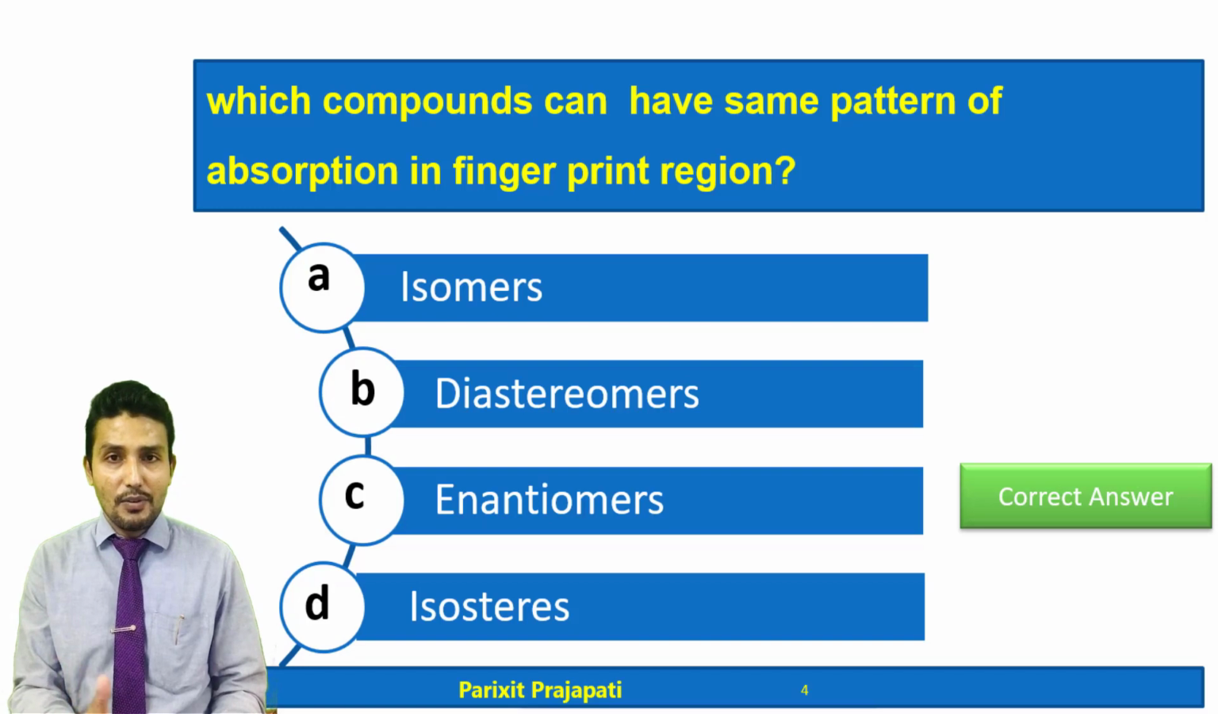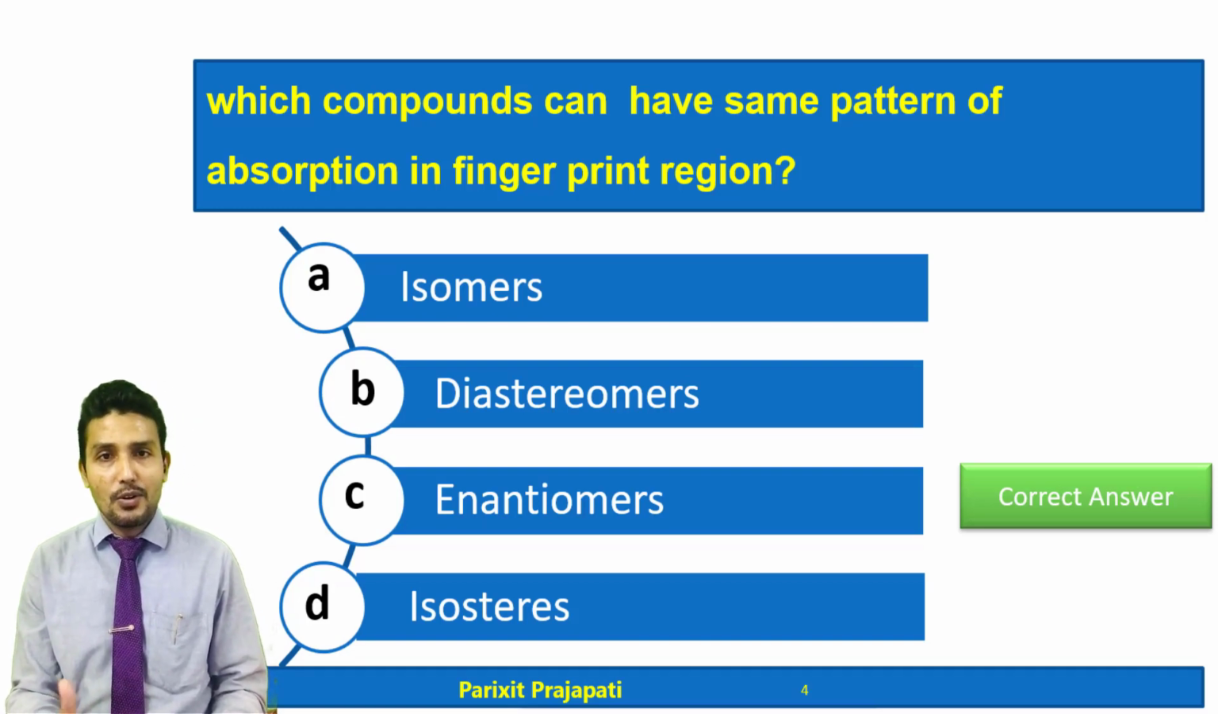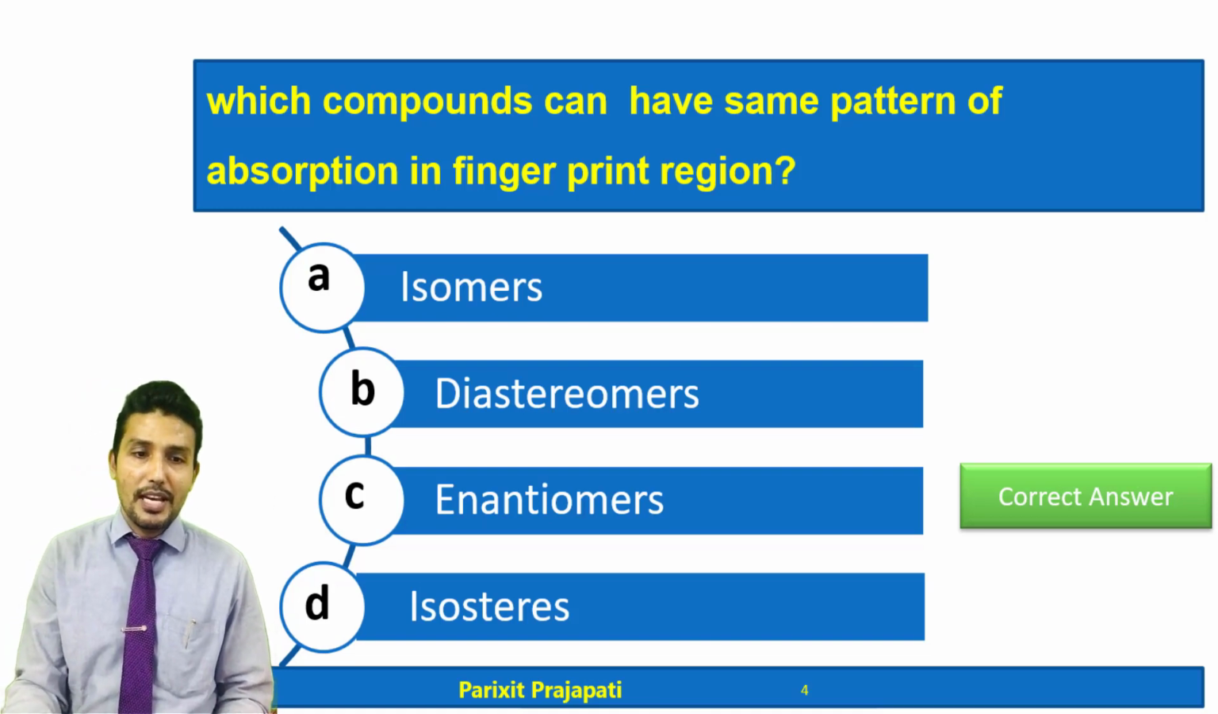Otherwise isomers are quite different. Diastereomers are different. And isosters are also different. So enantiomers will have the same type of absorption. Next question.